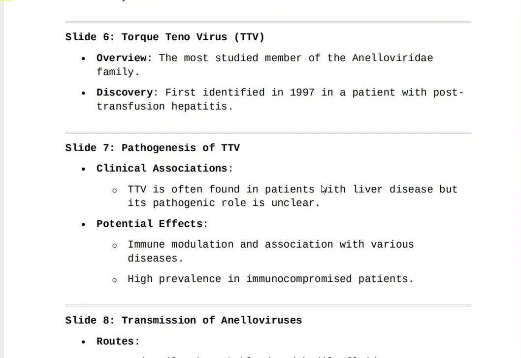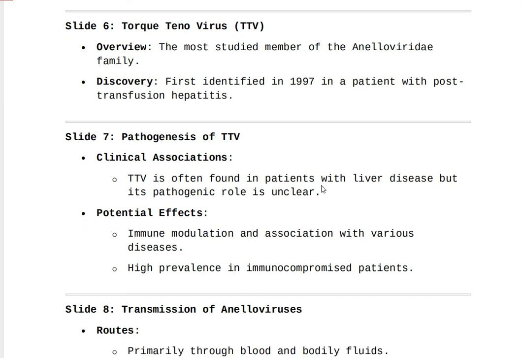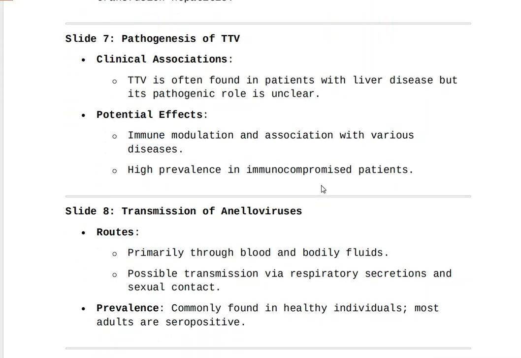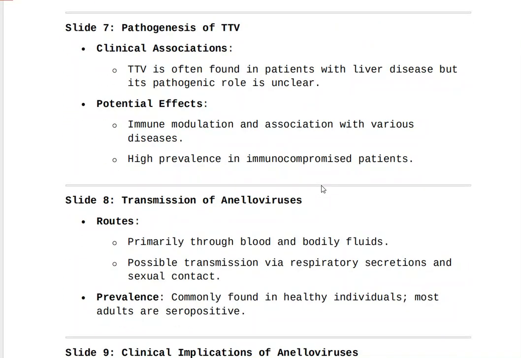It's a torquetenovirus or TTV. So far, this is the most studied member of this family of viruses. It was first identified in 1997 in a patient with post-transfusion hepatitis. Clinically, it is found in patients with liver disease, but its role is not really very clear.